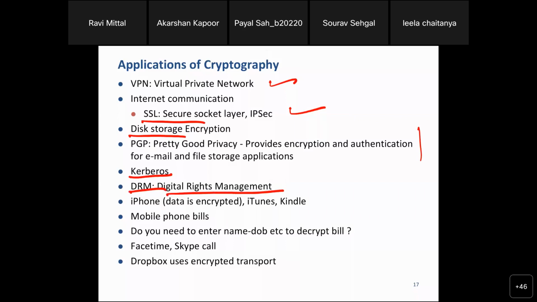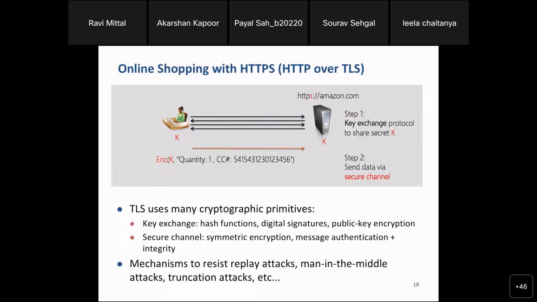DRM, like when you buy a music CD, right? The contents there are all encrypted using DRM technology. iPhone data is encrypted, iTunes, Kindle, all these. Wherever there is communication and you want to have security, you have to use cryptography.